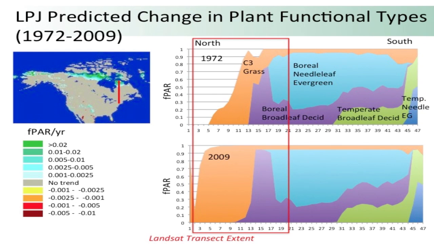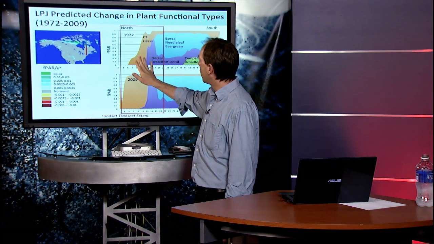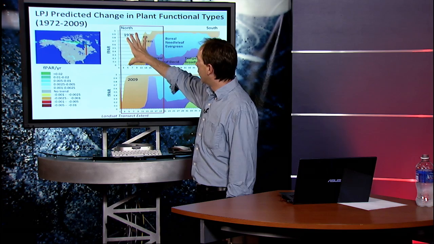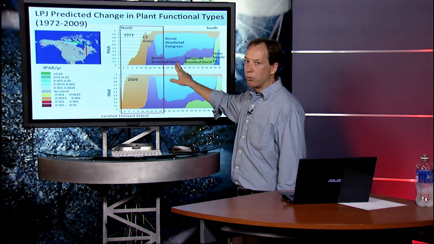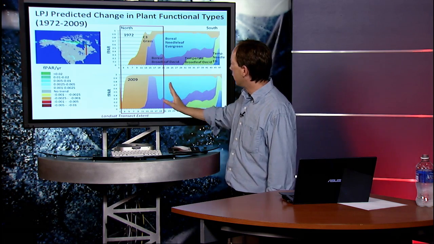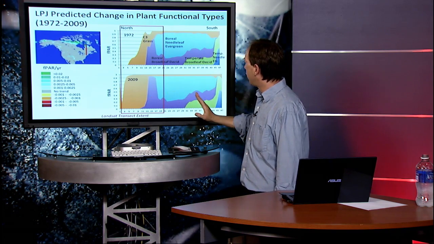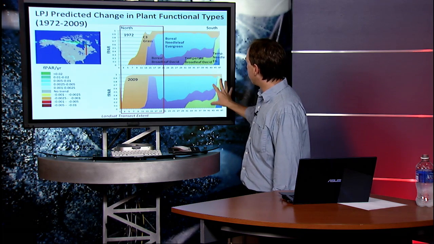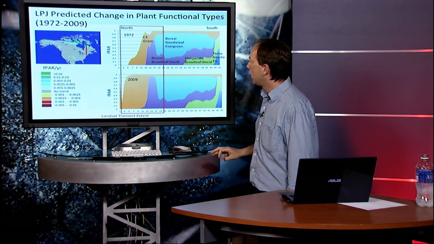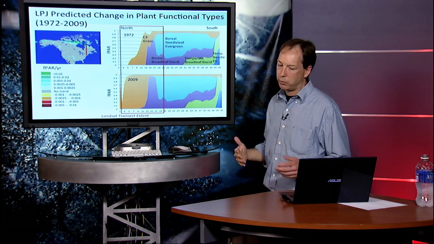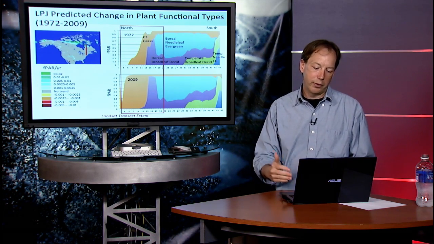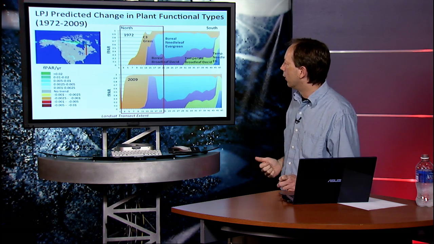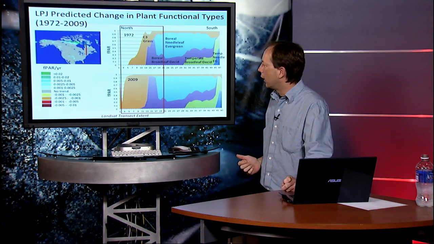And so what you see is basically an increase in the grass fraction in the high northern areas. You also see an increase in this boreal broadleaf deciduous type in this narrow zone just south of the grasses, and then not very much change in the temperate types farther to the south. And that, in a lot of ways, is aligned with what we saw in the Landsat record. So this is a nice example of how the LPJ model is actually predicting patterns that are similar to what we see in the satellite record.